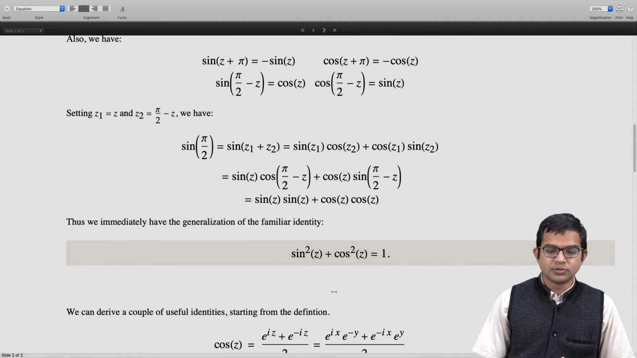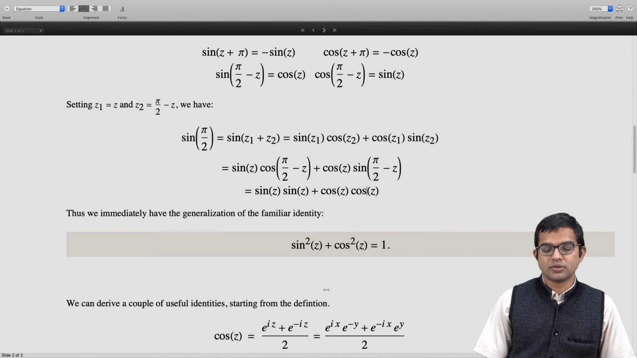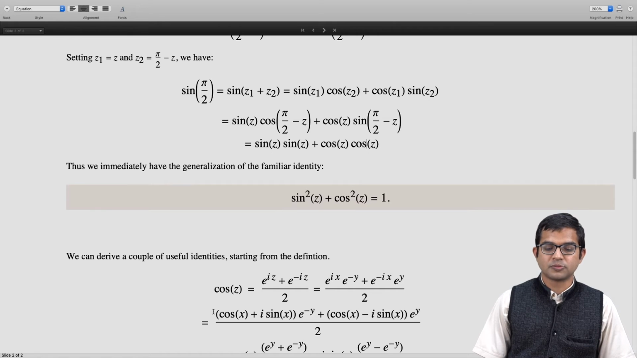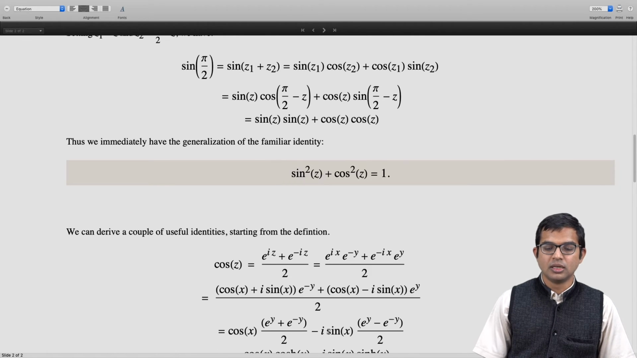So there's a couple of useful identities which we can derive, again starting from the definition. So cosine of z is just e to the iz plus e to the minus iz divided by 2. So you can write z as x plus iy, so you get e to the ix times e to the minus y plus e to the minus ix times e to the y. Then if we expand, you get cos x plus i sin x times e to the minus y plus cos x minus i sin x times e to the y, whole thing divided by 2. And then you collect terms carefully, so you have cosine of x times e to the y plus e to the minus y divided by 2 minus i times sin x times e to the y minus e to the minus y divided by 2.